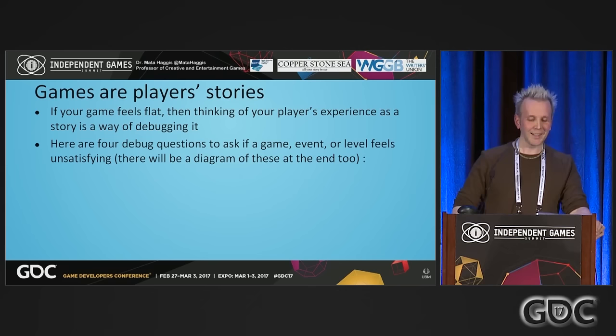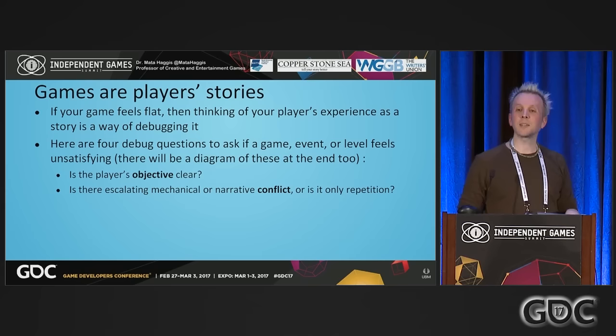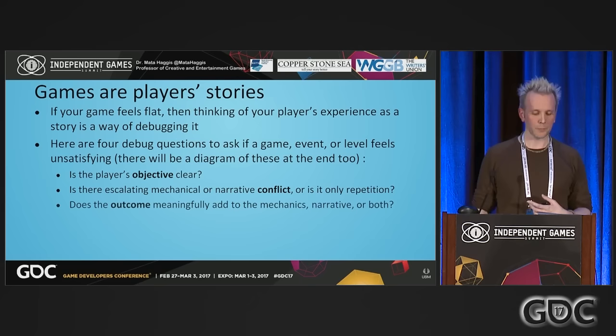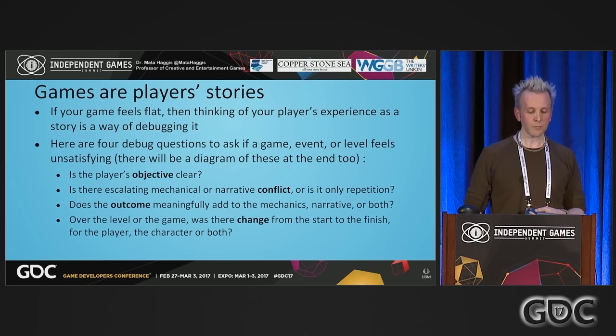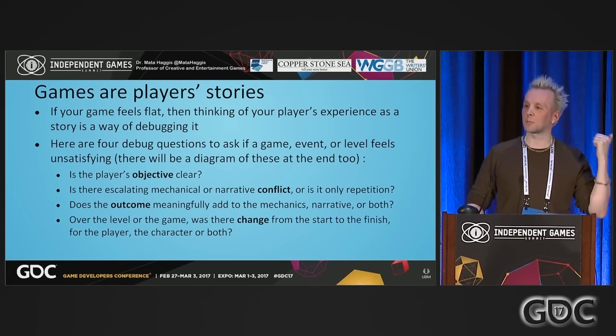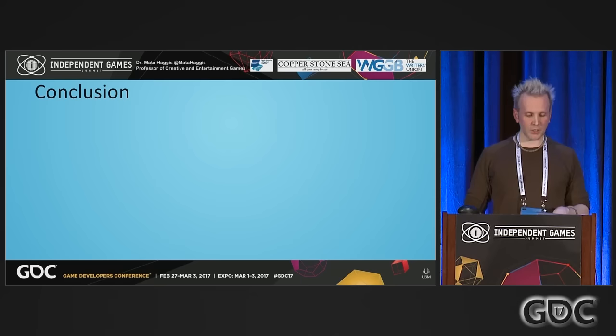Okay. Is the player's objective clear? Is there an escalating mechanical or narrative conflict, or is it only repetition? Have we done this before? Does the outcome meaningfully add to the mechanics, the narrative, or both? And over the whole game, was there change from start to finish for the player, the character, or both? That change is a really key thing to making your game experience feel good. Really, really important thing. So I'm just going to conclude this, wrapping this all up now.